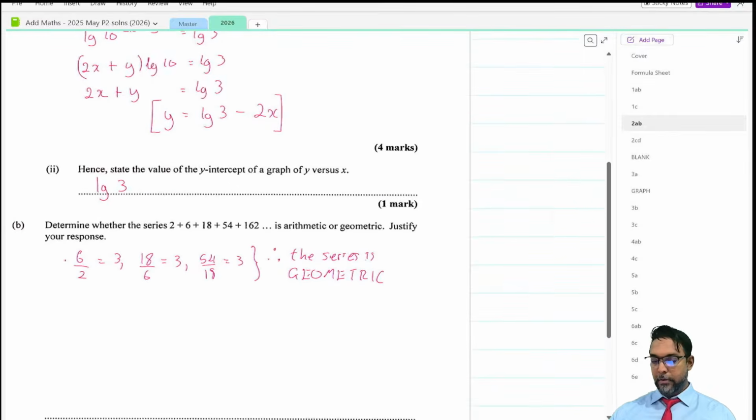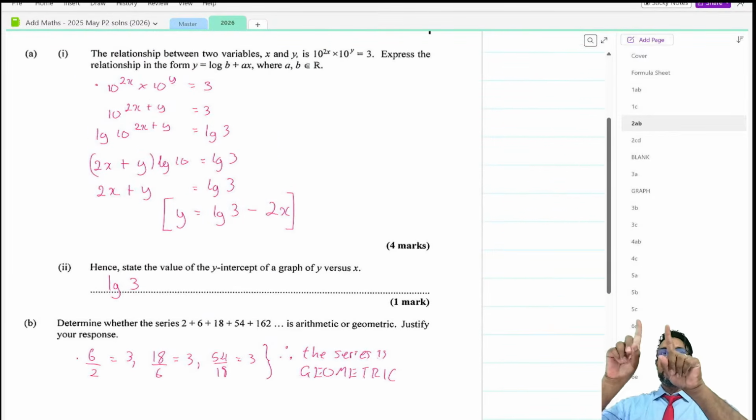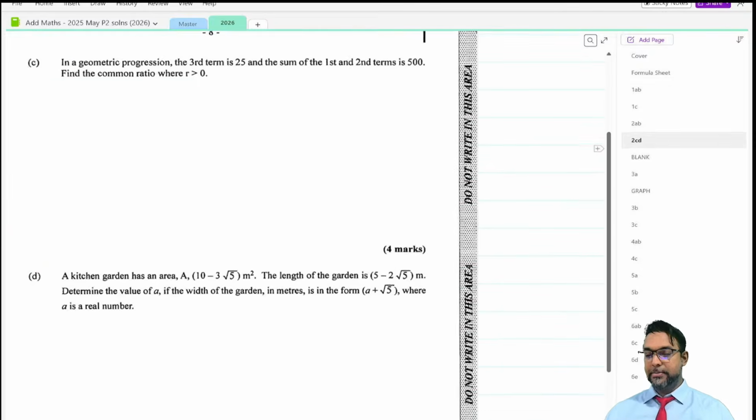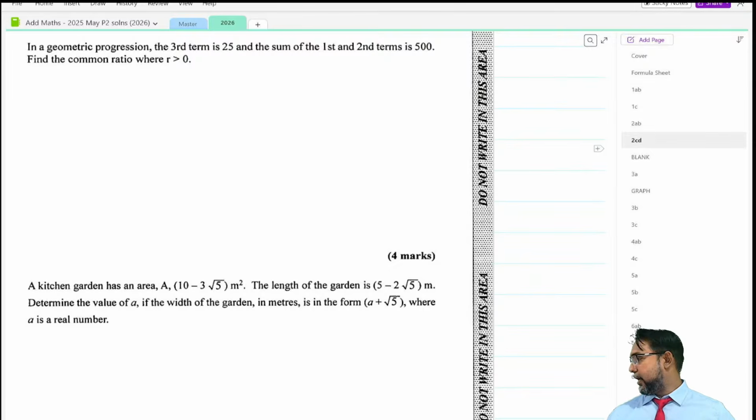If it was arithmetic, you'd have to add the same value to get from one term to the next. This part C was a slightly different version of a question from 2017 or 2018. In a GP, the third term is 25 and the sum of the first and second is 500. Find the common ratio where r is greater than 0.